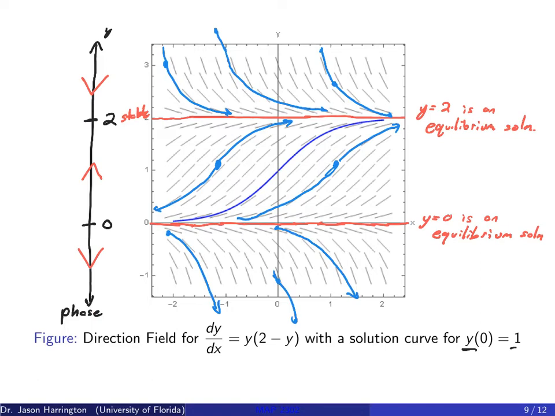So for example, if I pick anything between 0 and 2, it's going to asymptotically approach the stable equilibrium solution, y is equal to 2. It's never going to equal y equals 2, but it's going to asymptotically approach it. And if I pick anything bigger than 2, again, it's going to be decreasing asymptotically to 2. And if I pick anything less than 0, it's going to asymptotically diverge from 0.